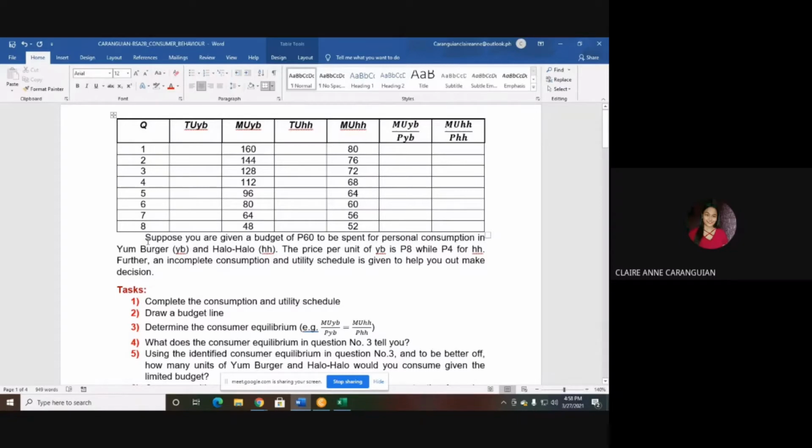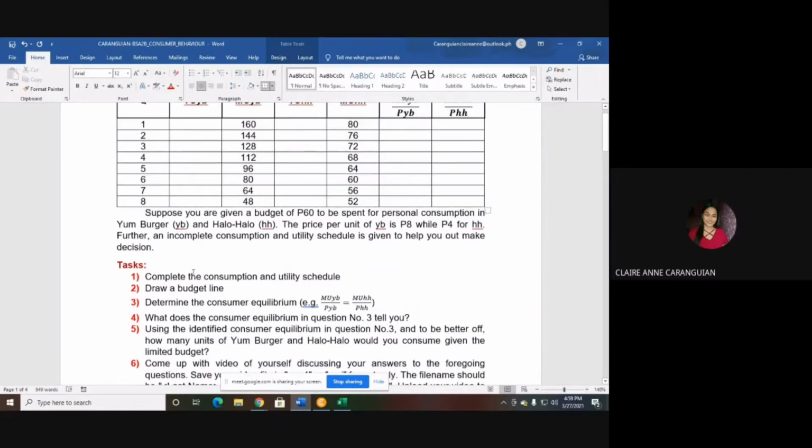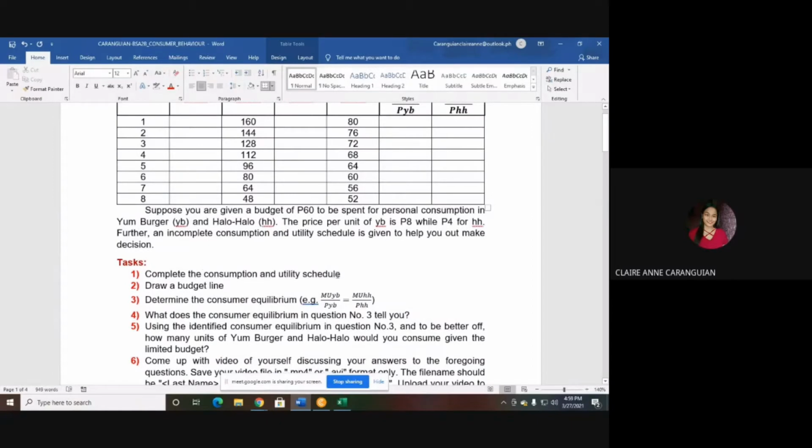So let's start. Suppose you are given a budget of 60 pesos to be spent for personal consumption on Yum Burger (YB) and Halo Halo (HH). The price per unit of YB is 8 pesos, while it is 4 pesos for Halo Halo. Further, an incomplete consumption and utility schedule is given to help you make decisions. So our task is to complete the consumption and utility schedule.